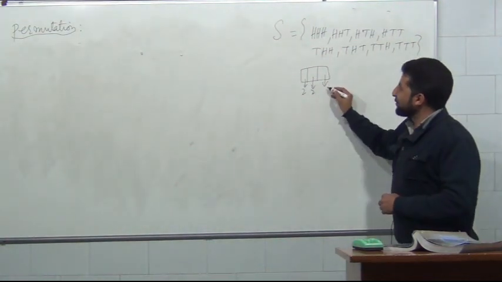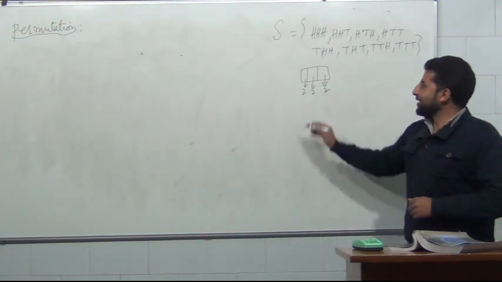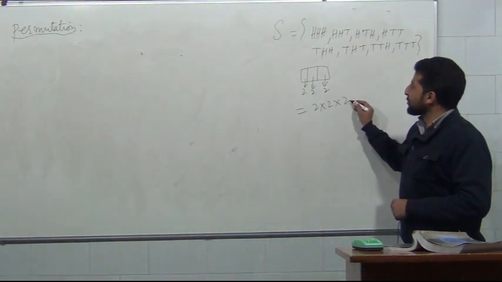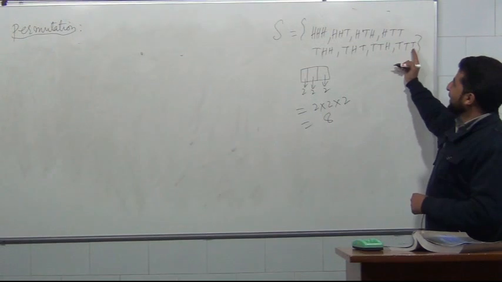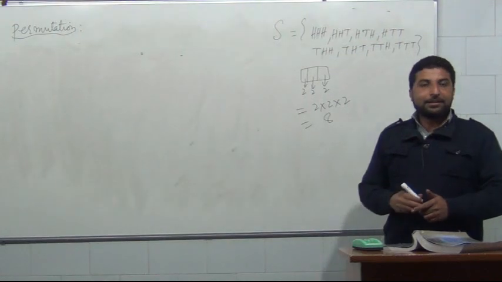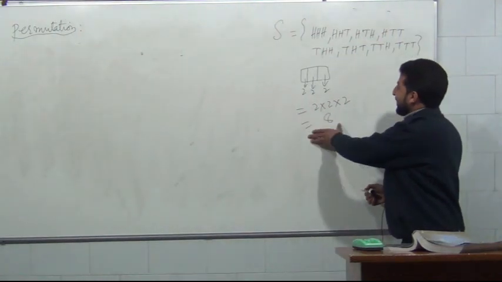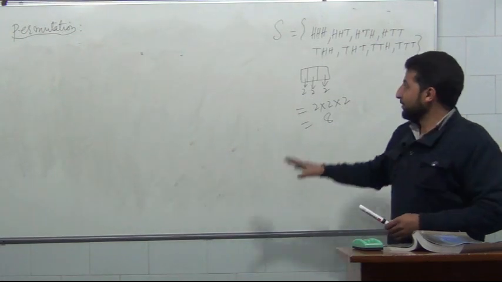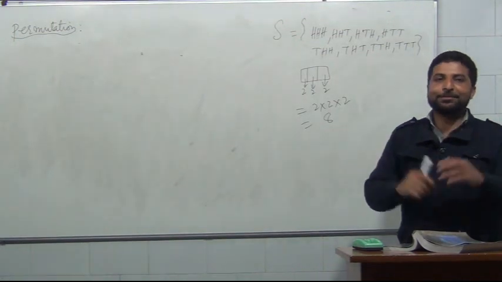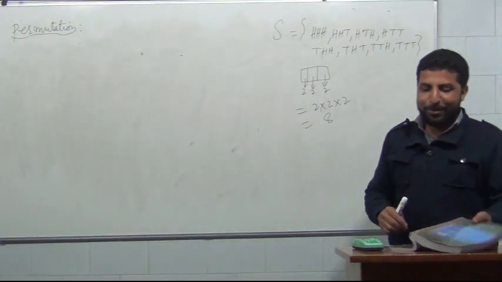To fill this place, you have just 2 ways. Thus, by fundamental principle of counting, the total number of outcomes is 2 into 2 into 2. That is 8. Count these: 1, 2, 3, 4, 5, 6, 7, 8. Thus, this system taught us how to obtain the total number of outcomes whenever you have to go for probability.